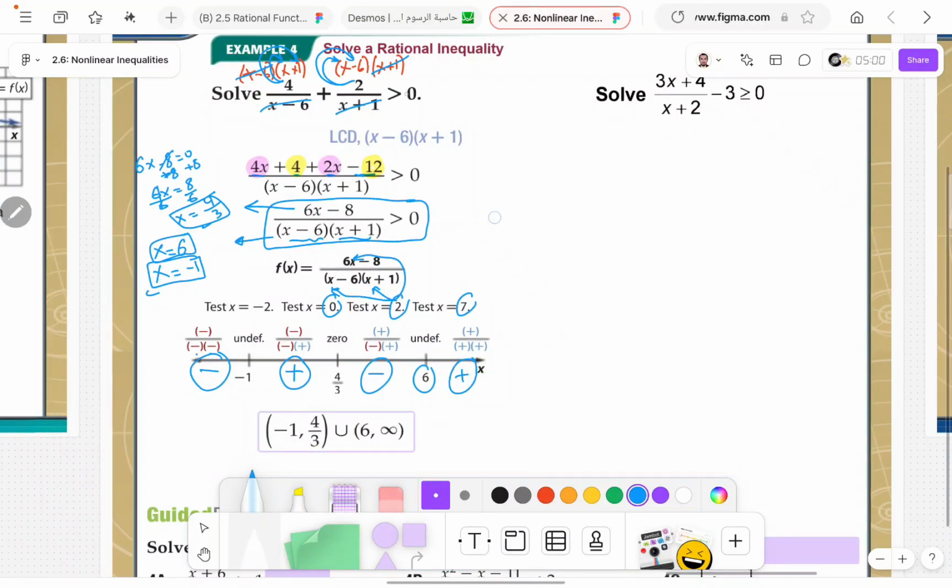And the f of x, the question needs what? F of x greater than 0. So we need the positive interval. So the positive interval is this one here, and this one to positive infinity. So from negative 1 to 4 over 3 union 6 to positive infinity.